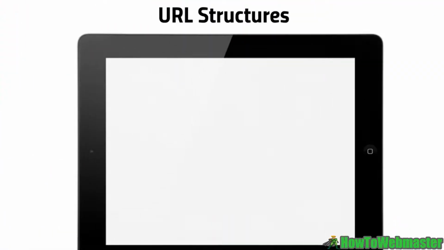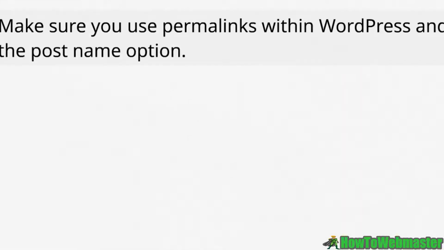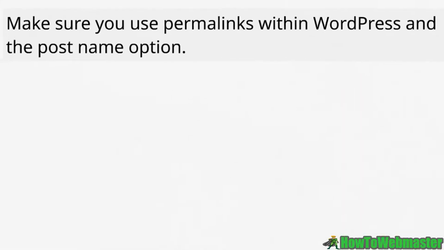Now I want to talk about URL structures. Within WordPress itself, you have something called permalinks. And this gives you the option to basically make your URLs more search engine friendly or even human friendly. And what I would do is I would choose the post name option. And I'll show you what that looks like and how to go about doing that in video number 5.